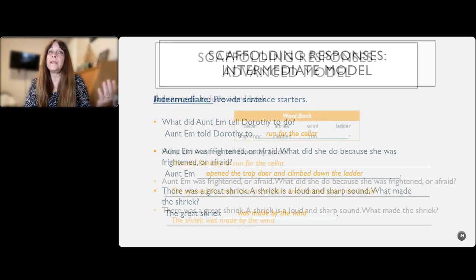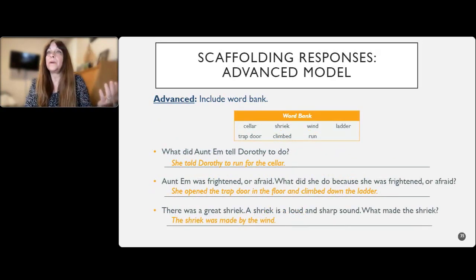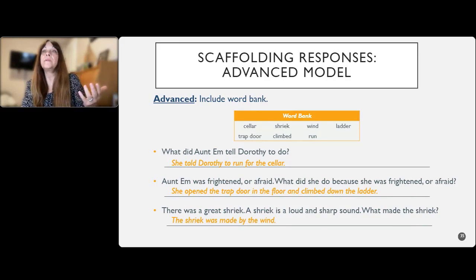And at the advanced level, you can include a word bank. Okay, there are no real sentence frames, but it is optional to use the word bank because it provides clues for some of the words that we need the students to be able to use in their response.